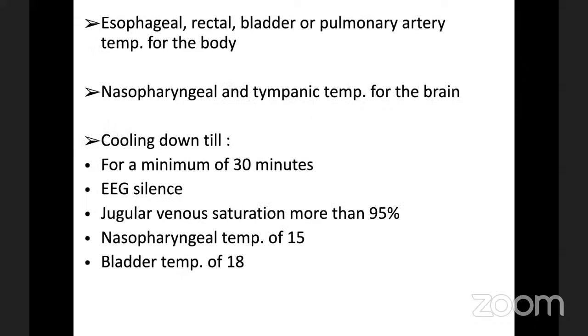For monitoring, we use esophageal, rectal, bladder, or pulmonary artery temperature for the body. Not all of them are used in our OR, but these are the strategies used to detect the temperature of the body. And nasopharyngeal and tympanic temperature for the brain. In our OR, we are using the rectal and the nasopharyngeal, and then you cool down. Before you stop, you have to have a minimum of 30 minutes of cooling. EEG silence is no longer used because it's not reliable. You cannot rely on EEG to say that the brain activity is now less. You can have a jugular venous saturation of more than 95, which means the oxygen consumption in the brain is less, and then a nasopharyngeal temperature of 15 or a bladder temperature of 18.